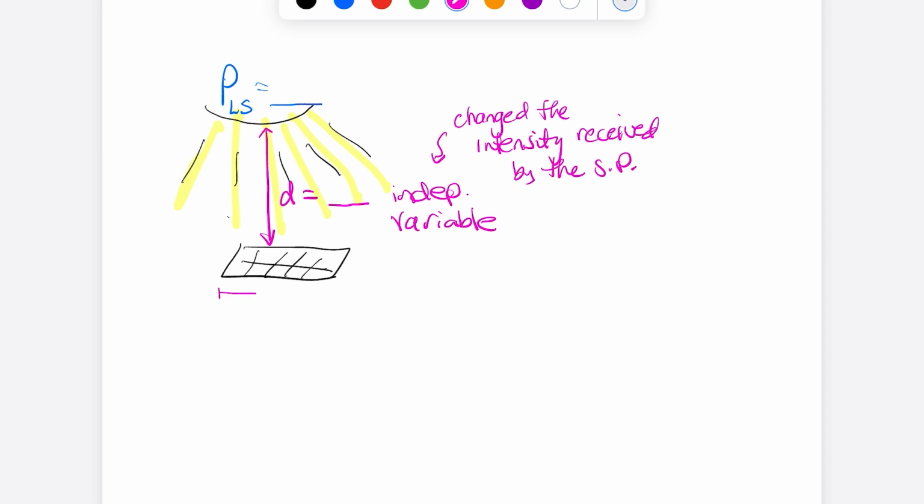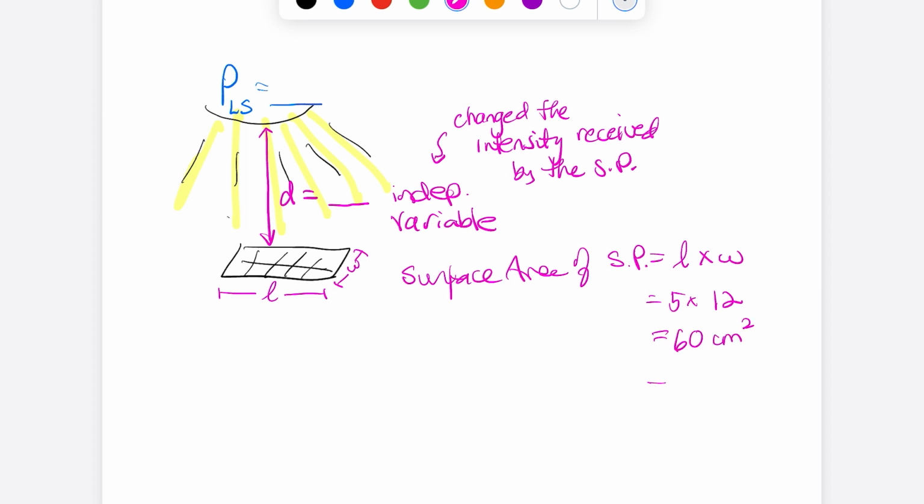Okay, you also knew the length, or you measured the length and the width, so you could get the surface area of the solar panel. One mistake some people made was, if this was like 5 by 12, this was 60 centimeters squared, and some of you said this was 0.6 meters squared. That is incorrect. It's 0.006 meters squared. And you should have checked that by converting the length and the width to meters and then multiplying. So this is not correct. That's something to please keep in mind. You convert each one individually and then multiply them.